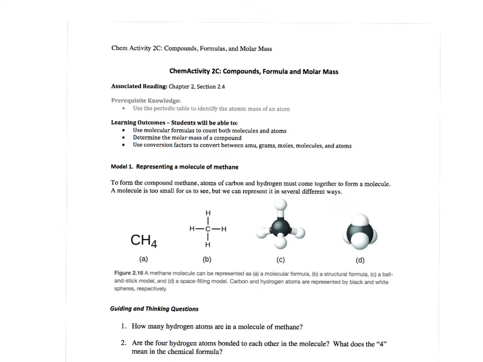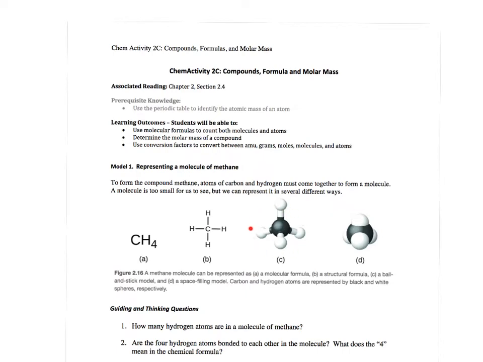In this case, we're going to be looking at methane, and we can represent it in a couple of different ways. This first one is called a molecular formula. It just has the letters and some numbers. The second one is a structural formula. It shows how the atoms are connected to one another, but it's flat, it's two-dimensional.